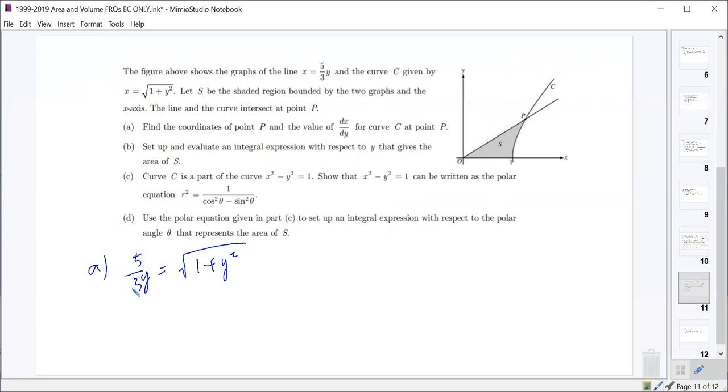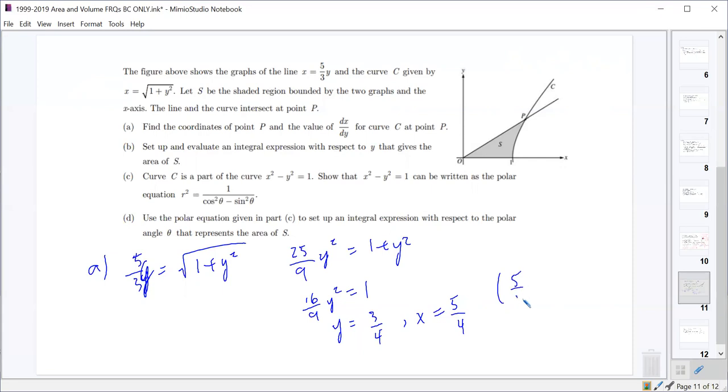And that y is 5/3 y, it's not in the denominator. So square both sides, so you're going to get 25/9 y squared equals 1 plus y squared. And we'll subtract the y squared over there, which is going to give us 16/9 y squared equals 1. And y equals positive or negative 3/4. So we'll call that the positive 3/4 value. And then that gives us an x value. If we multiply that out, gives us x equals 5/4. So 5/4, comma 3/4.